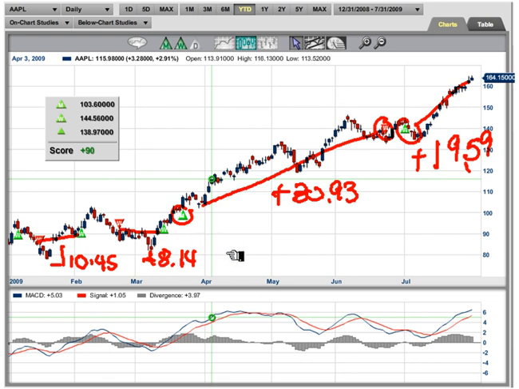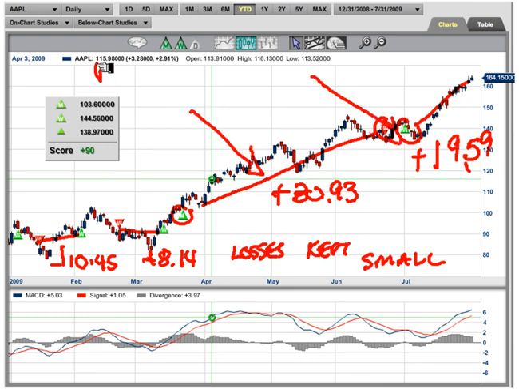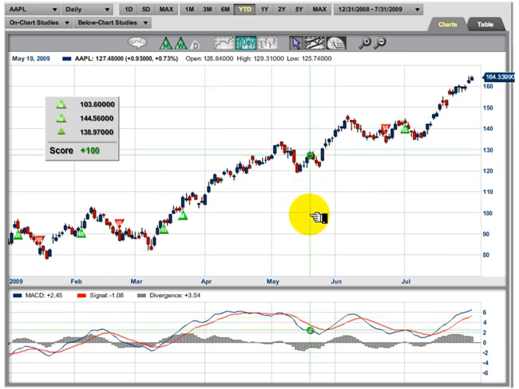However, the losses were kept small, and the profits were left to run. You've heard the old expression, let your profits run, cut your losses short. That's exactly what you do with our trade triangle technology. Let's take everything off the screen, and let's look to see how we did overall.